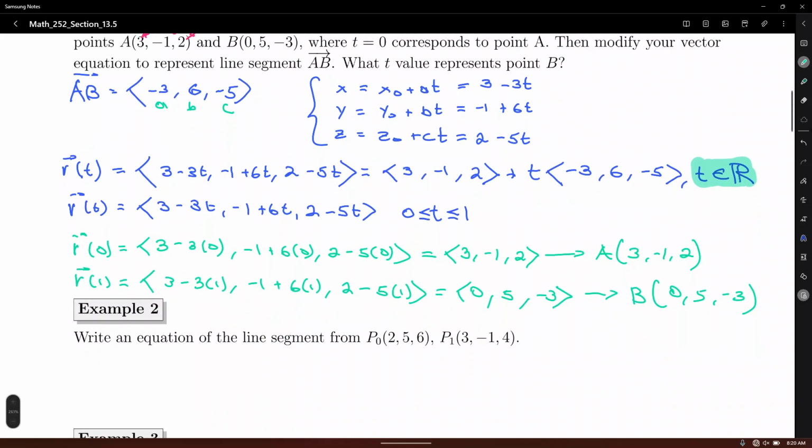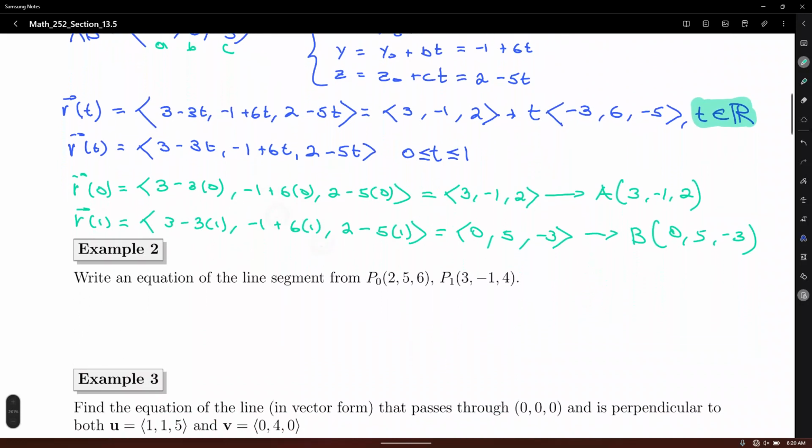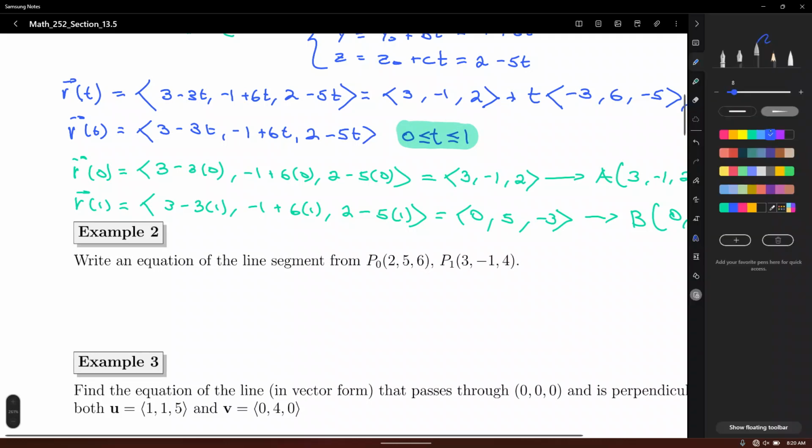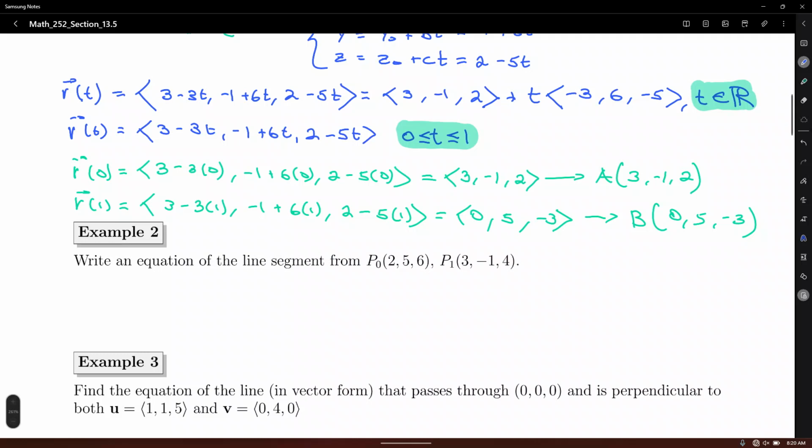Okay, let's have a look at another example. Write an equation for the line segment. Notice it says line segment, not for the line. When it says line segment, that means we need to specify this restriction or this domain, t going between 0 and 1. Okay, so again, we are given 2 points, P naught, P1. Let's find the direction vector, P naught P1.